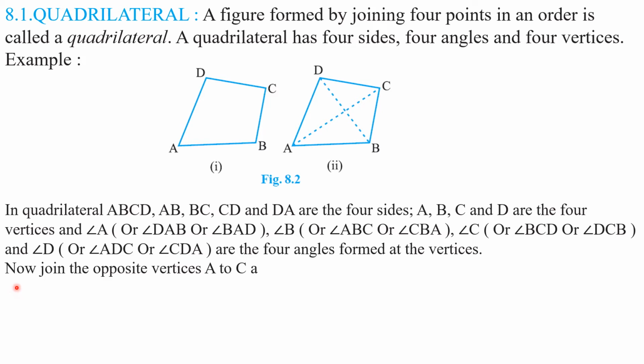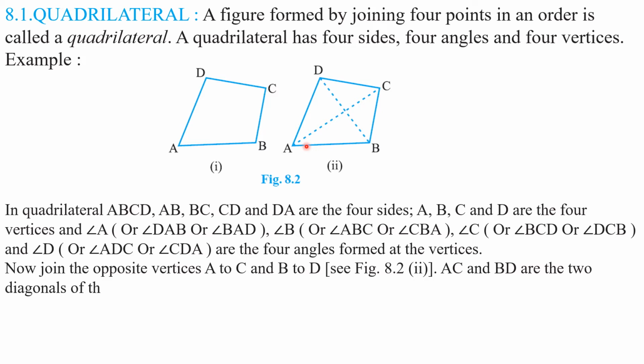Now come to the next point. Now join the opposite vertices A to C and B to D. See the second figure 8.2. So observe this figure, my dear children. Here we have joined the opposite vertices A and C and the opposite vertices B and D. Then we get AC and BD line segments. These are also line segments, but these two line segments are said to be diagonals of this quadrilateral ABCD. Understood this point, my dear children? Right.